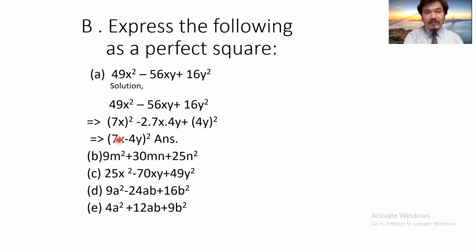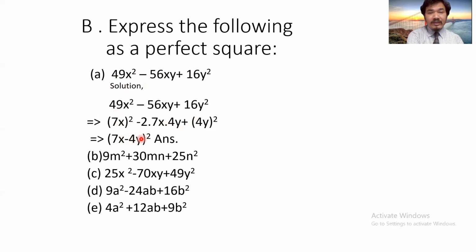Then here, in place of a there is 7x, and here is minus 2ab, that's why it will be minus. If it is plus, then it will also be plus. Then in place of b, what is there? This is the form of b, so write here this 4y, and put them in a bracket with whole square. The question was given in 3 terms, and now these 3 terms are expressed in the form of a whole square, that is a minus b whole square, because it is a square minus 2ab plus b square.